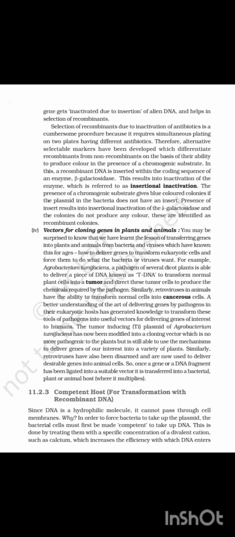Fourth, vectors for cloning genes in plants and animals. You may be surprised to know that we have learned the lessons of transferring genes into plants and animals from bacteria and viruses, which have known this for ages: how to deliver genes to transform eukaryotic cells and force them to do what the bacteria or virus want. For example, Agrobacterium tumefaciens, a pathogen of several dicot plants, is able to deliver a piece of DNA known as T-DNA to transform normal plant cells into a tumor and direct these tumor cells to produce the chemicals required by the pathogen.